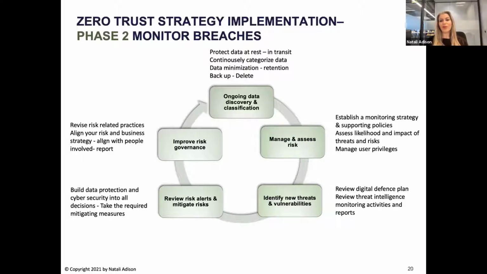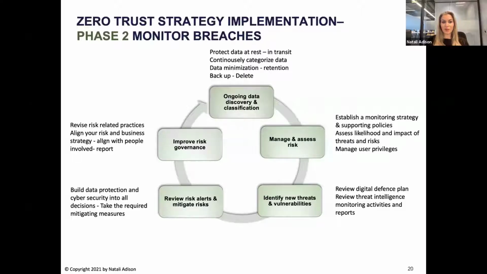They have to review threat intelligence. They have to monitor activities and reports. Companies need to review risk alerts and mitigate the risks that are mentioned in them. They have to build data protection around the perimeter, and they have to build data protection and cybersecurity into all the decisions that they take. Following here too, they really need to take all the required mitigating measures.